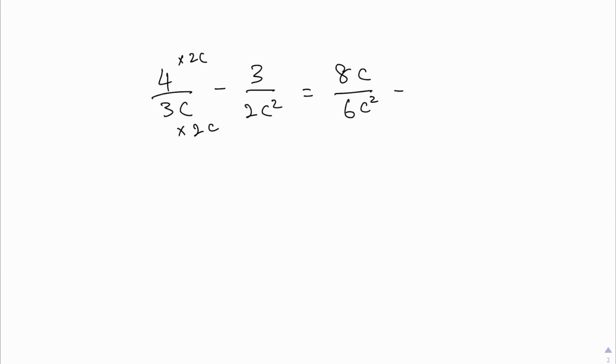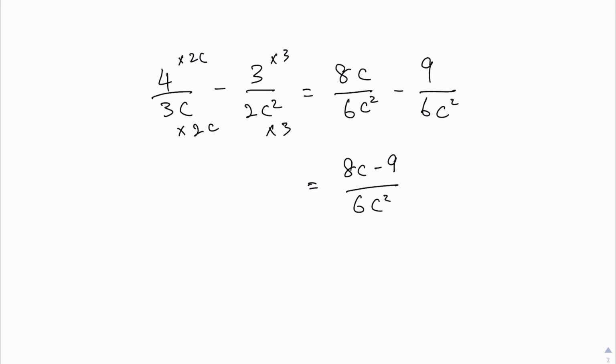And subtract, and for the second term, I have a 2c squared, so I will need to multiply by a 3 to make it a 6c squared, and then I will have to multiply by a 3 again in the numerator, and that will give me a 9. So combining these two fractions, I will have a 6c squared, 8c minus 9. And that's the answer for the subtraction of these two fractions.